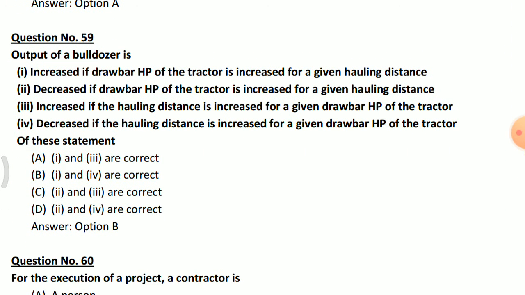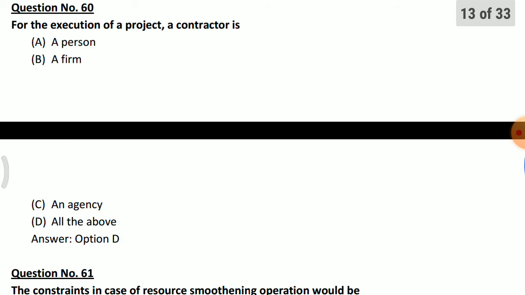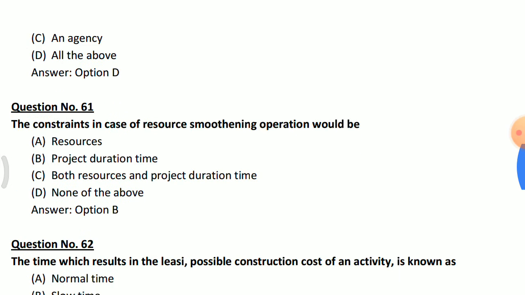Output of a bulldozer is option B: it increases if the drawbar HP of a tractor is increased for a given hauling distance, and decreases if the hauling distance is increased for a given drawbar HP of the tractor. For the execution of a project, a contractor is a person, a firm, an agency, which means all the options.